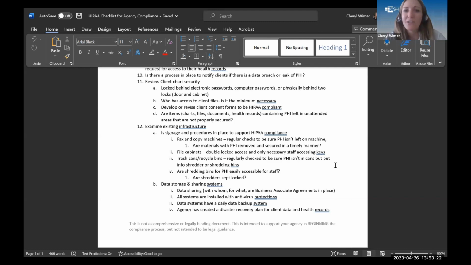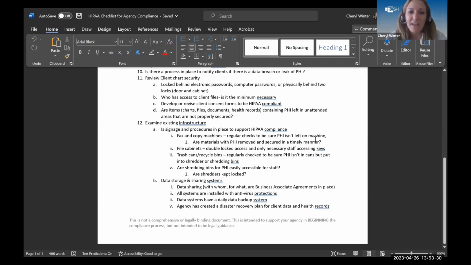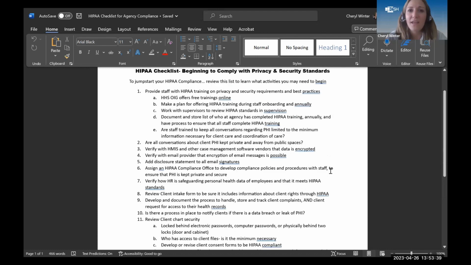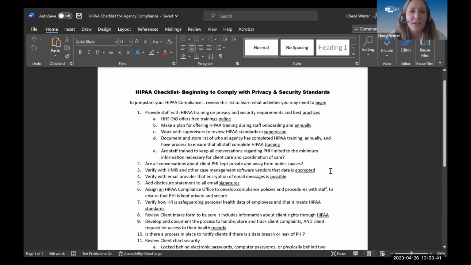So how are you ensuring that only the right staff have access to that key and that it's behind a second locked door? This is something that can help you start thinking about your electronic systems, the vendors you work with, who you send information to. Are your emails encrypted and do you have a disclaimer at the end of the signature?